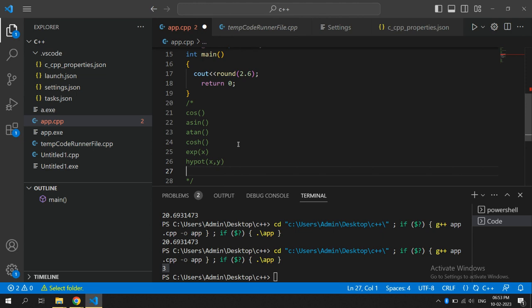Also you can use a function called power. You can find the power of a number by using the POW function. There are many more functions. You can just browse them if you are willing to use any of them. You can just try these functions and get the output rather than writing and finding the value for everything. So this is all about C++ math functions.